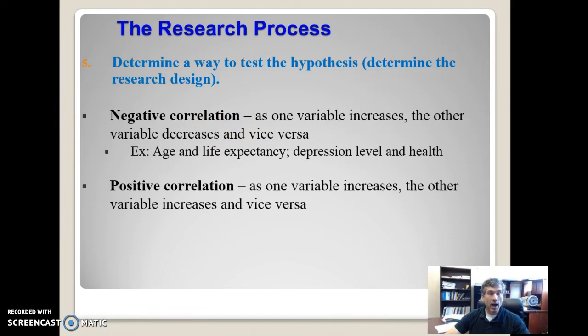Positive correlations move in the opposite direction. People that score high on one variable tend to also score high on the other. People that score low on one variable tend to score low on the other. I'm doing my level best to keep these hands in the frame here. So basically the two variables move in the same direction.